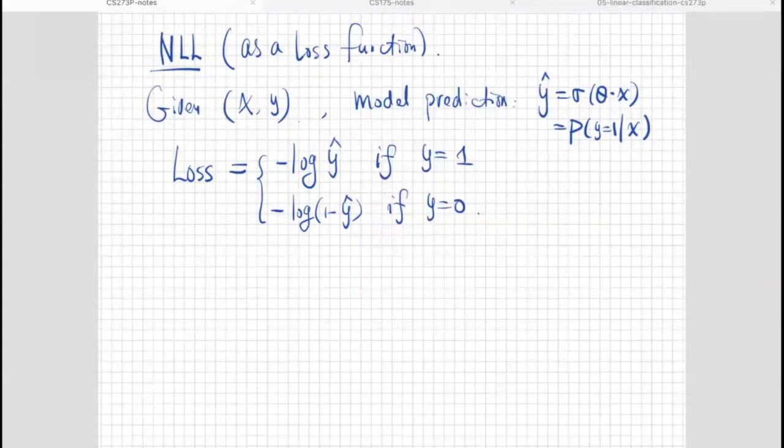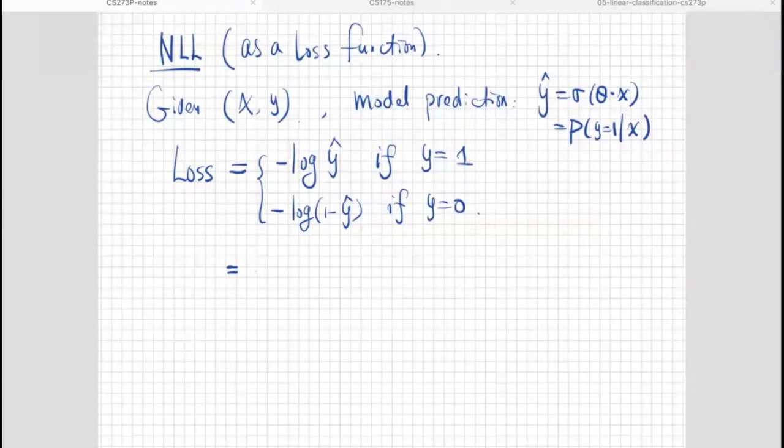What I'm going to do here is optimize my parameter theta to minimize this negative log likelihood. Well, sometimes people write this down using one sentence instead of using these if-else terms here. They're equivalent, just a simplification in terms of notation.